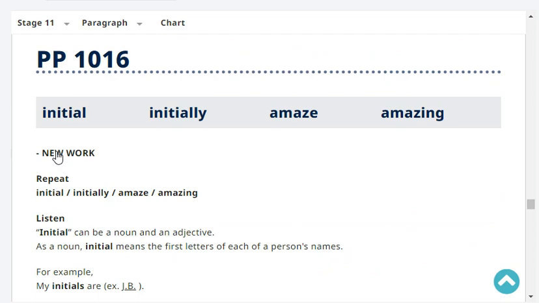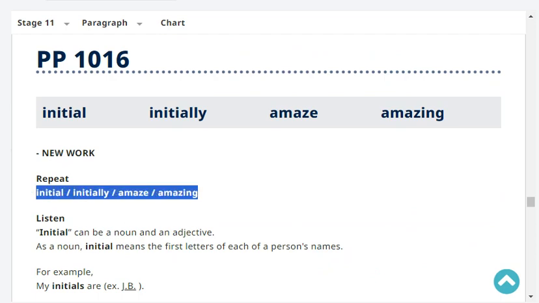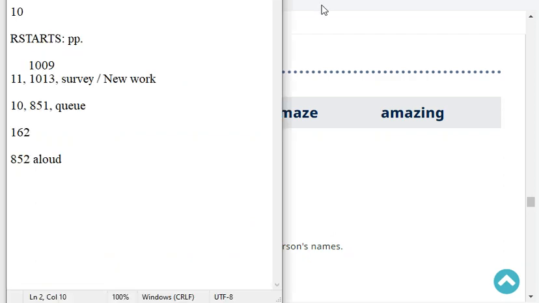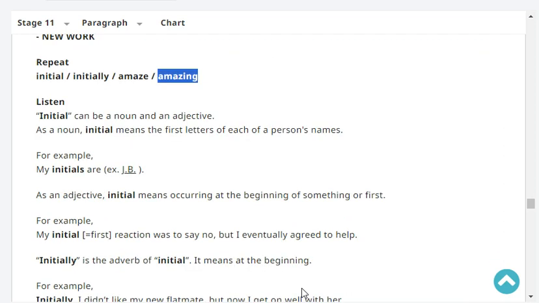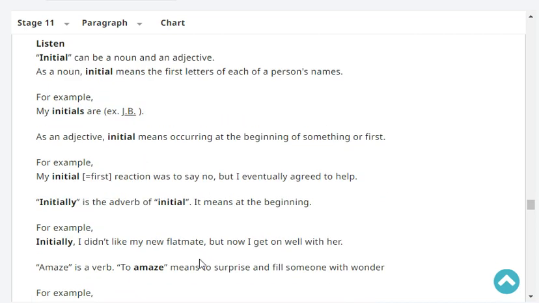Okay. Next, repeat: initial, initially, amaze, amazing. Very good. Okay, listen. The word initial can be a noun and an adjective. As a noun, initial means the first letter of each of a person's names. For example, my initials are AR. As an adjective, initial means occurring at the beginning of something, or first. For example, my initial reaction was to say no, but I eventually agreed to help.